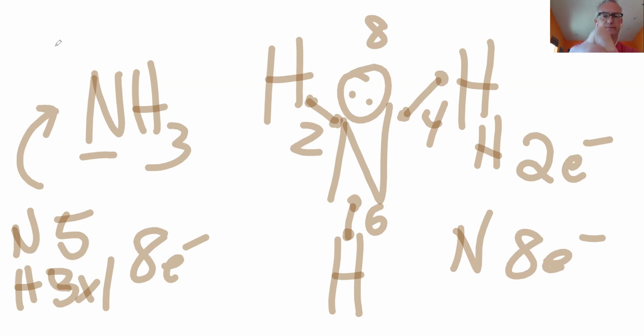Now I want to do one that's not, I don't think it's included here, but it's one that's important. It is the ammonium ion. Now ammonium is one of the few positively charged polyatomic ions. So let's do this one.